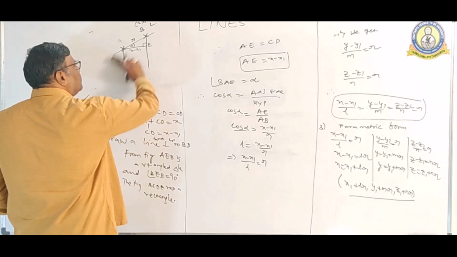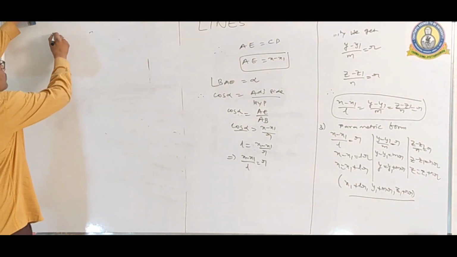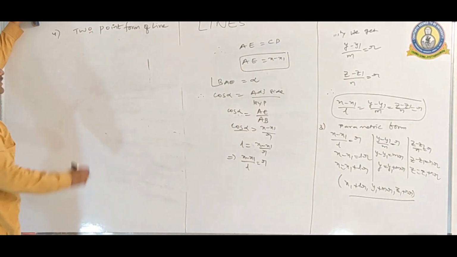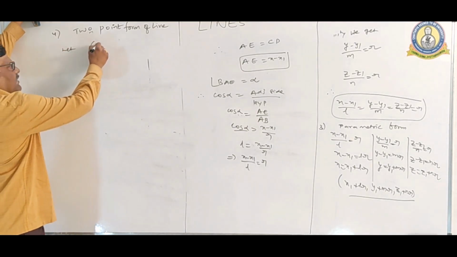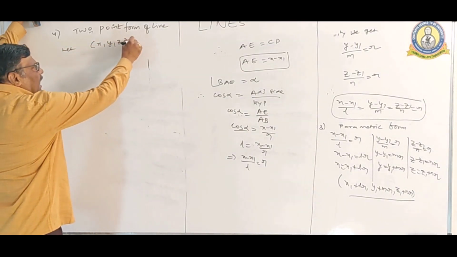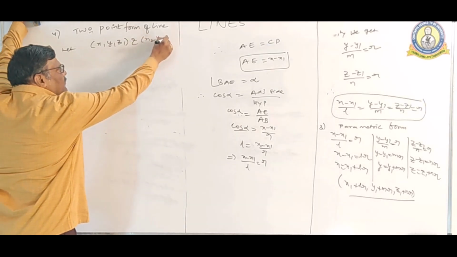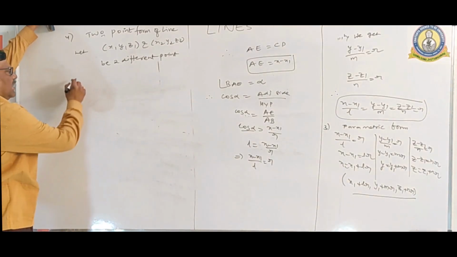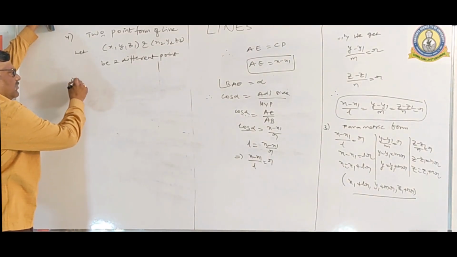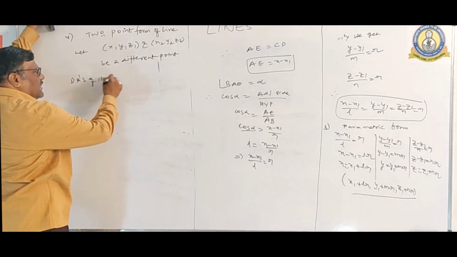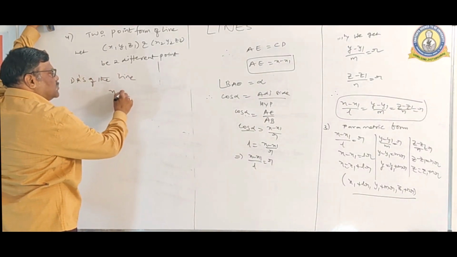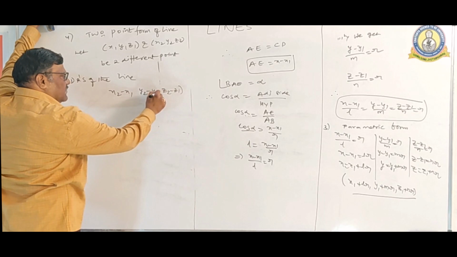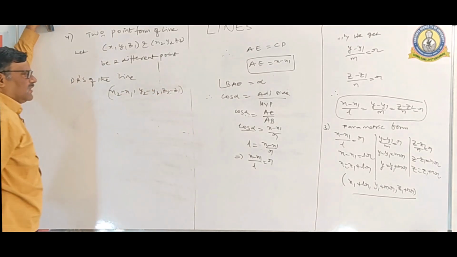Let me write this one. The fourth one, the two-point form of the line. So what is this two-point form? Let x1, y1, z1 and x2, y2, z2 be two different points. Therefore, using these two points, I can calculate the direction ratios. The direction ratios of the given line are x2 minus x1, y2 minus y1, and z2 minus z1. These are the direction ratios of the given line.